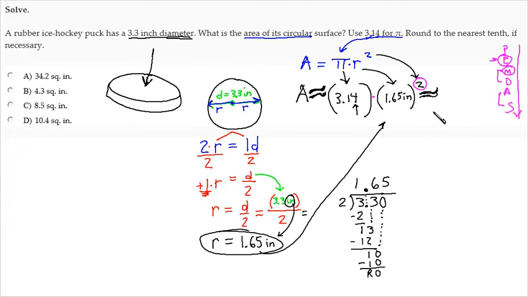We need to evaluate this exponent. So what we do here is keep the 3.14 where it is and work on squaring. We're going to do this exponential expression first. We're going to evaluate that and see what it becomes. Now if I have 1.65 squared, that translates to 1.65 times 1.65. We're going to work this out vertically. 1.65 times 1.65.